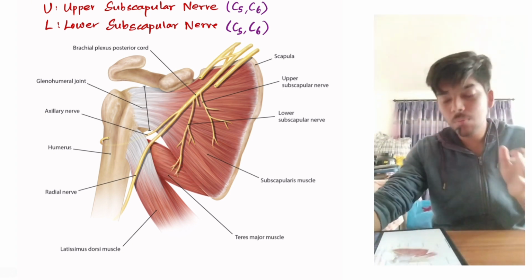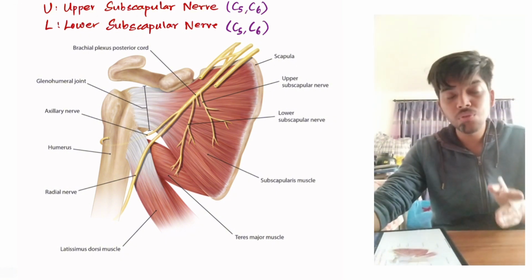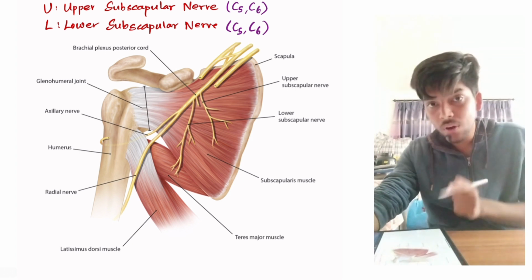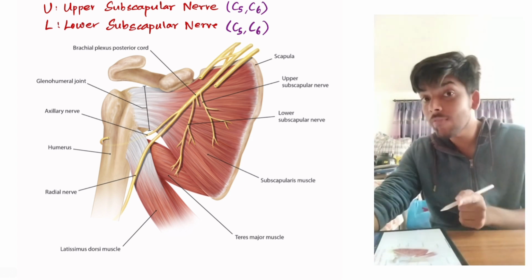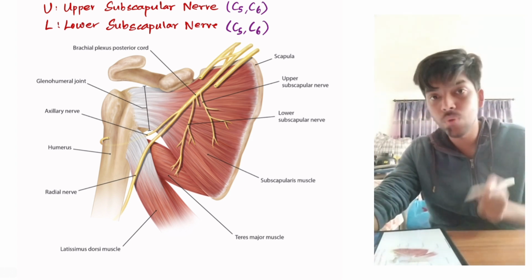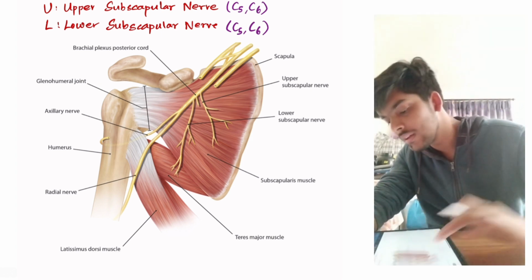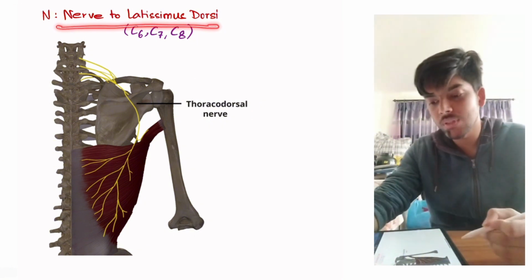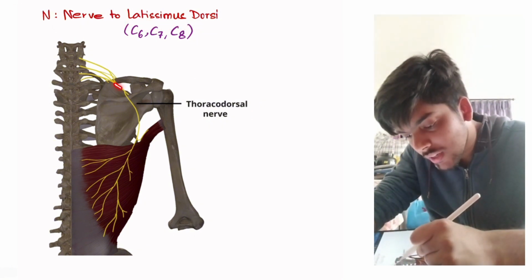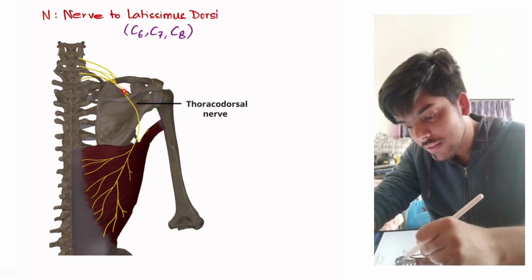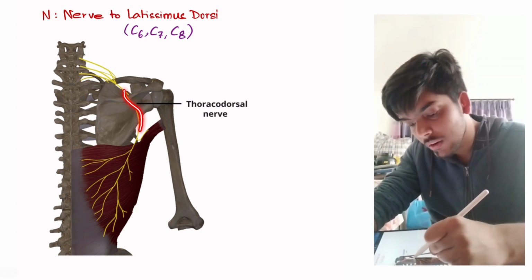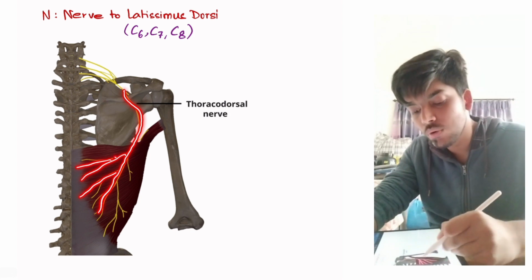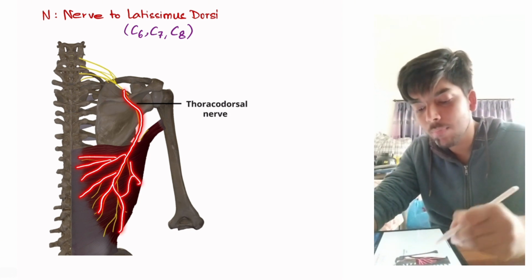So you have upper subscapular nerve that supplies to the upper fibers of subscapularis muscle, and lower subscapular nerve that supplies to lower fibers of subscapularis muscle as well as teres major muscle. Next, you have N for nerve to latissimus dorsi. Here's the posterior cord which gives a branch called the latissimus dorsi nerve, which is supplied, as the name suggests, to the latissimus dorsi muscle, which is present at the back.